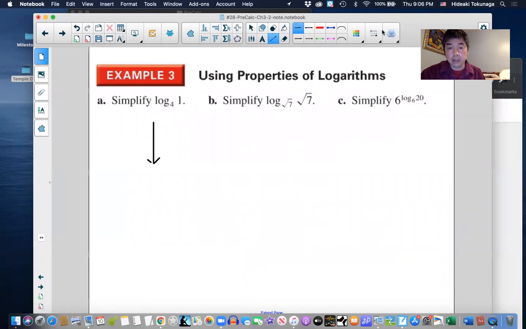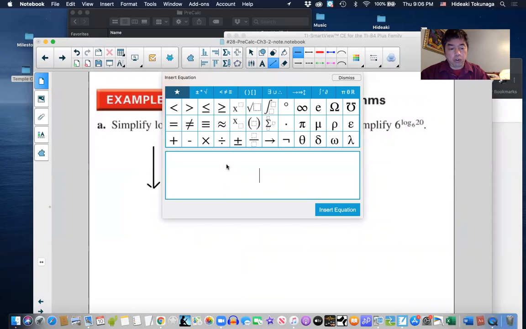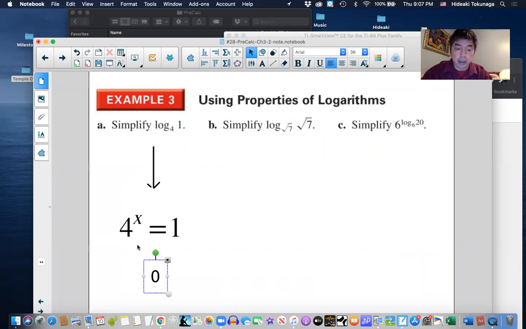So let me write it down. 4 to the x, I just use x for now, 4 to the x power equals 1. Any number to the zero power is 1. So log base 4 of 1 must be 0, okay? If I ask you to solve for x, it's going to be 0. So this answer is 0. First one is 0. Okay?